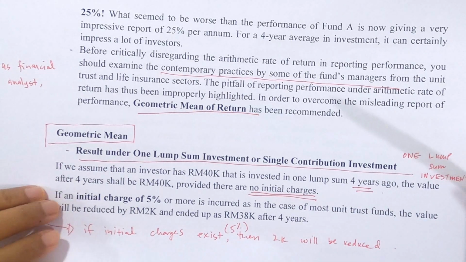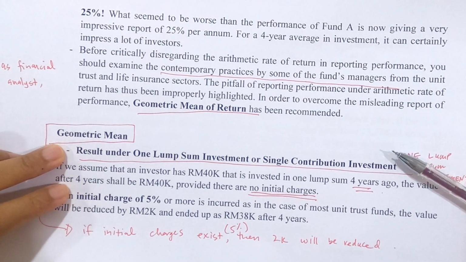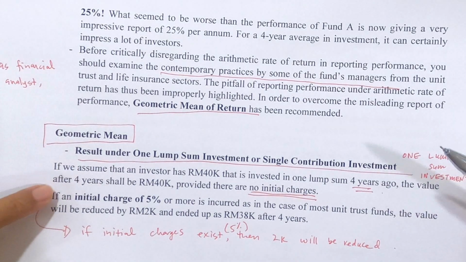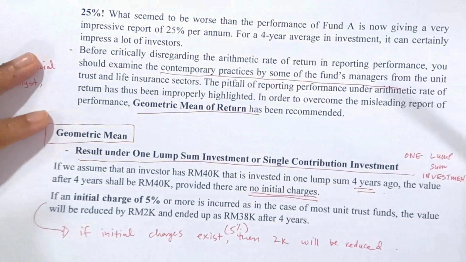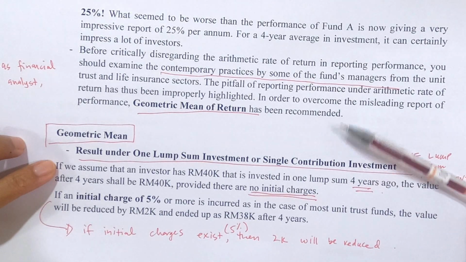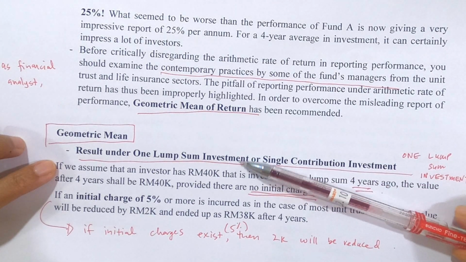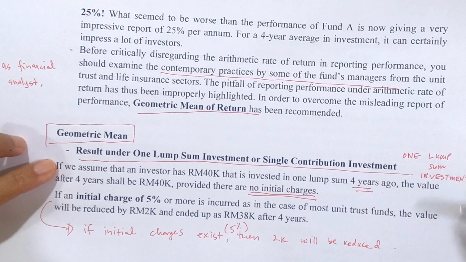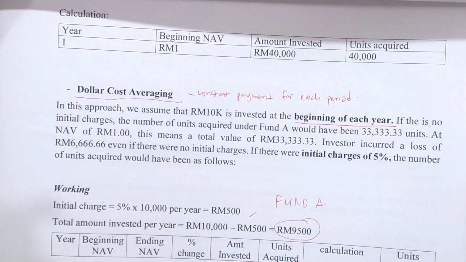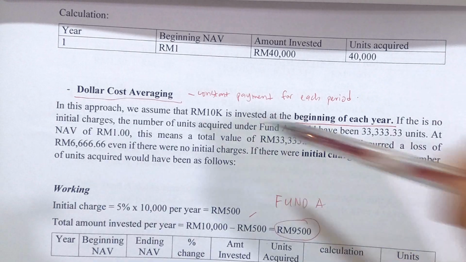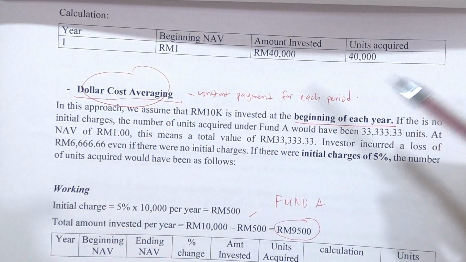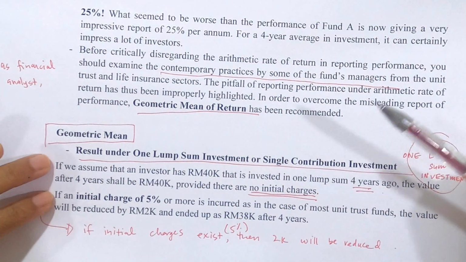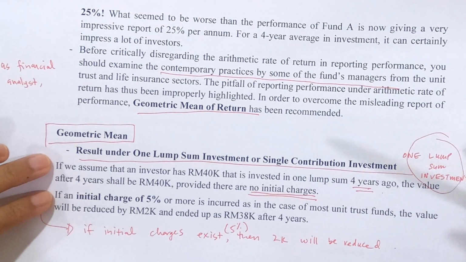Okay, now we are going to look at the geometric mean of return to analyze our investment. In this situation, there are two situations. The first is where we calculate the result under one lump sum investment or single contribution investment. This is one lump sum investment. The second situation is where we use dollar cost averaging, where there will be a constant payment for each period. Okay, so now we are going to look at another example.